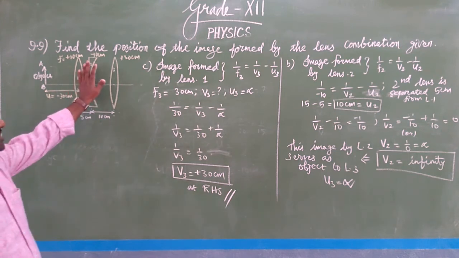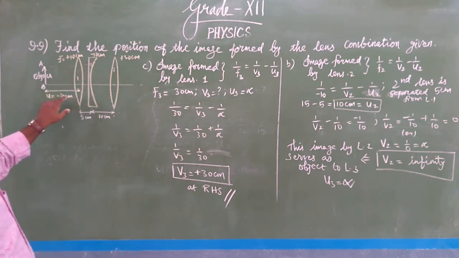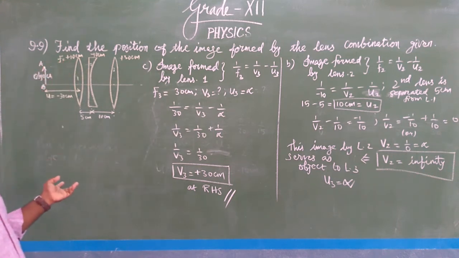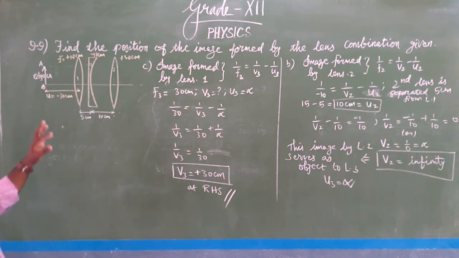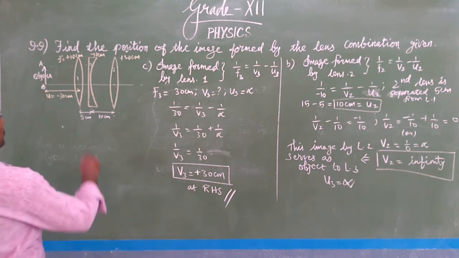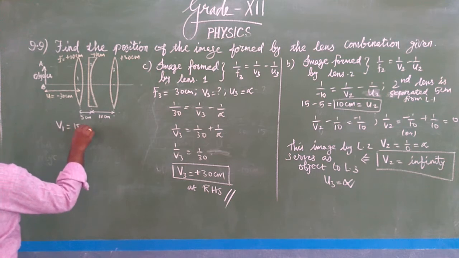So now we forget lens 2 and 3. Consider only lens 1. For lens 1, the object is placed at 30 centimeter, having the given focal length. Easily we can find the image distance. So in this case, it forms the image at 15 centimeter at the right hand side. So V1 is equal to 15 centimeter at the right hand side.